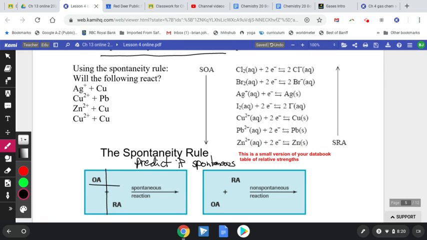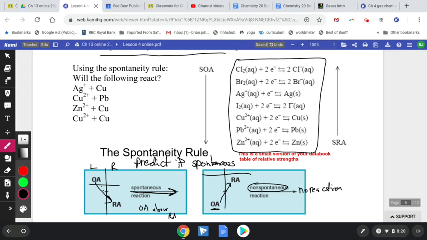So if we have this table of relative strengths with oxidizing agents on the left and reducing agents on the right, if the oxidizing agent sits above the reducing agent, then we say it's a spontaneous reaction and it goes forward. So oxidizing agent above reducing agent. If the oxidizing agent sits below the reducing agent on the table, then it is non-spontaneous, which means no reaction. So here's our table of relative strengths that we built last class.